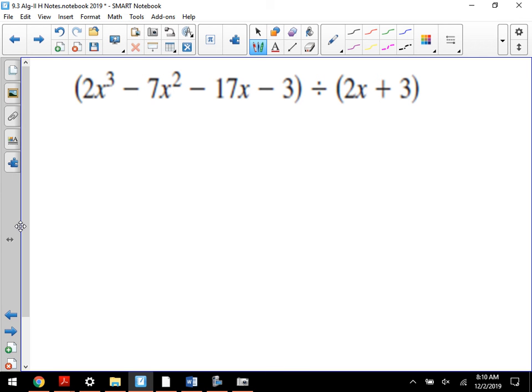Remember, as you're writing this out, I would just write it out as what the long division would look like right away. Most textbooks write it horizontally. I have no idea why. It's just how it is. Okay.